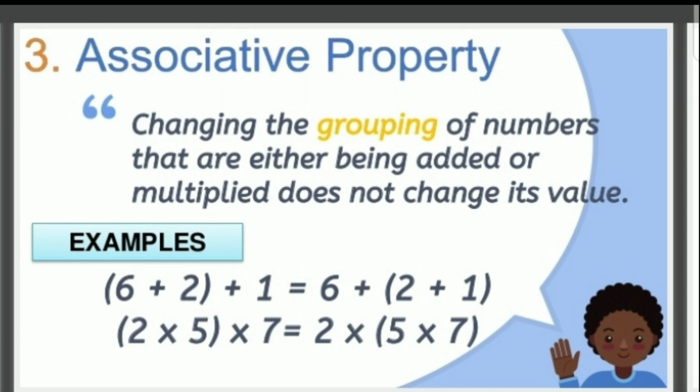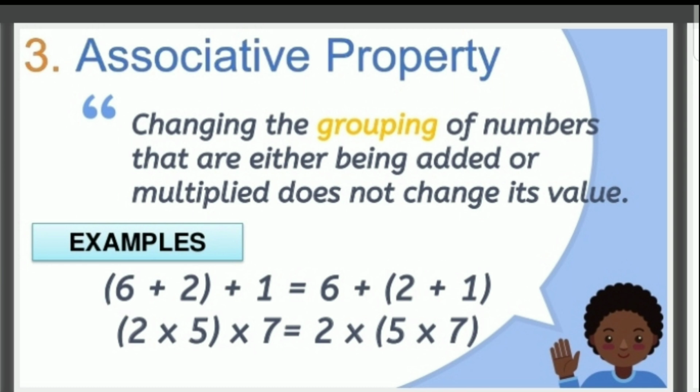See here, second one, multiplication. Changing the grouping of numbers that are either being added or multiplied does not change its value. Here also we are not considering what here? Subtraction. Here we are considering what? Addition and multiplication. See here, we are considering addition and multiplication. Okay, not subtraction. Not subtraction here.